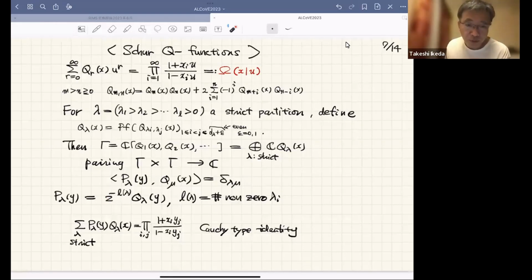So let me explain the geometric meaning of the Q functions.